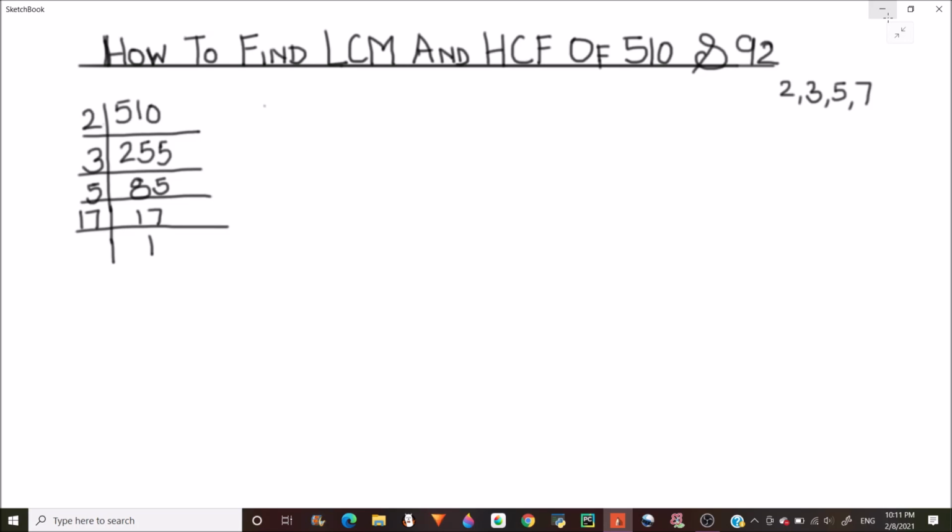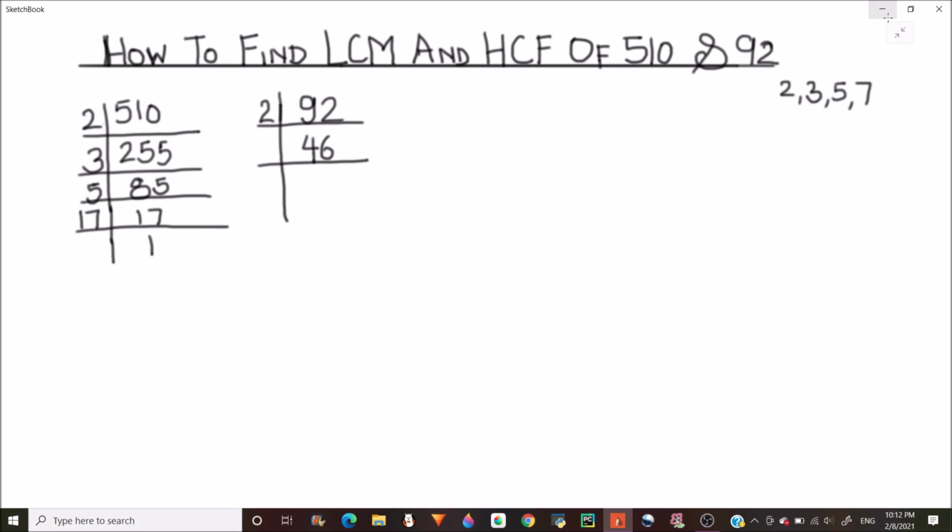Now we'll find the factors of 92. So we'll write 92 like this. And as 92 is an even number, we are going to divide it by 2. So 2 times 4 is 8. 1 is carried over to the next place. So this is 12. So 2 times 6 is 12.